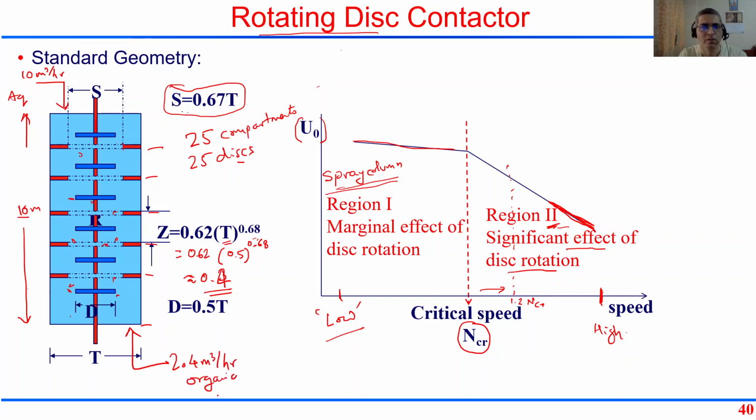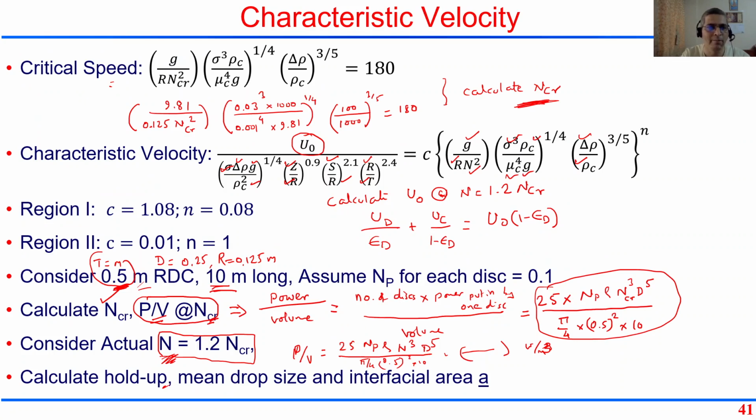Isn't it? So then, the diameter is known, so UC you can calculate, UD you can calculate, U0 you have estimated, so calculate epsilon D. Okay. Once you calculate epsilon D, mean drop size you have calculated, and interfacial area you can calculate now. Okay, so this is how you would do the calculations.